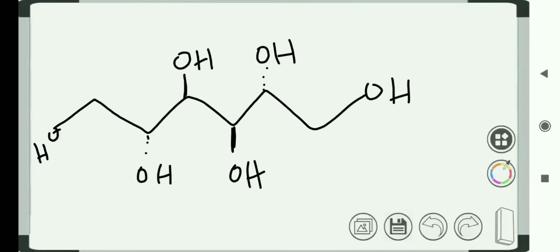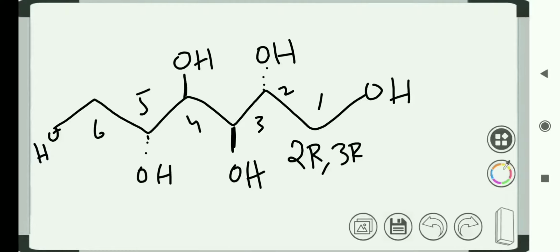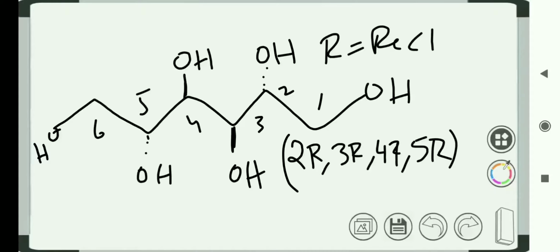If you see the IUPAC name, here we have the stereochemistry given as 1, 2, 3, 4, 5 and 6. So at 2, where we have the hydroxyl group, the stereochemistry is R, that indicates it's rectus, 2R, 3R, 4R and 5R. So each and everything is given as R. R means rectus. That means you are going to see this group rotating in a clockwise manner. So the rotation is in a clockwise manner.